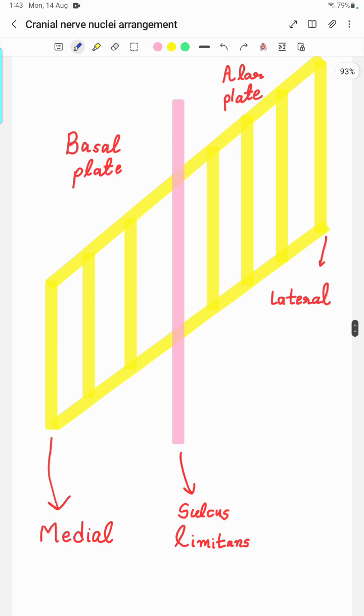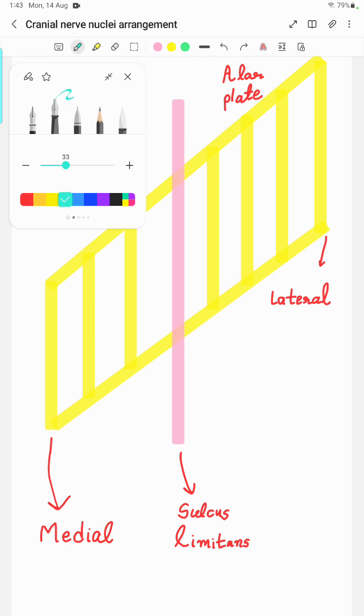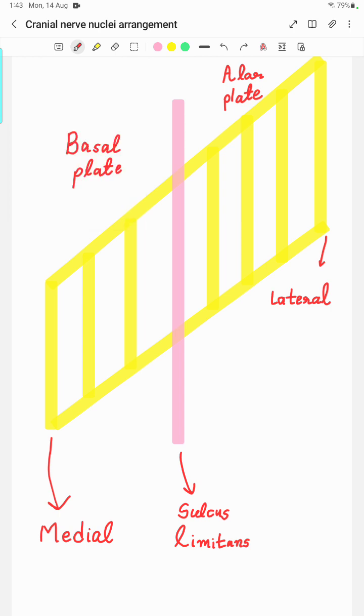So first rule was that the medial most are our motor nuclei or efferent nuclei. So this will be efferent, this will be efferent, this will be efferent, right? Because basal plate contains efferent nuclei and alar plate contains sensory nuclei. So this will be afferent, this will be afferent, this will be afferent, this will be afferent, okay.